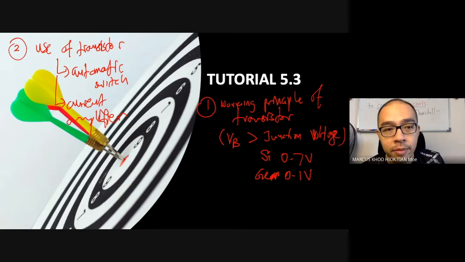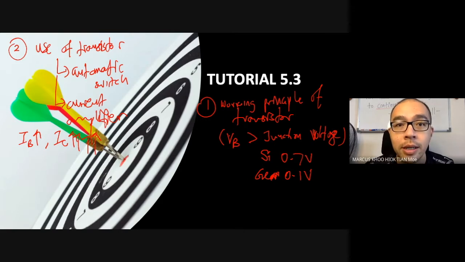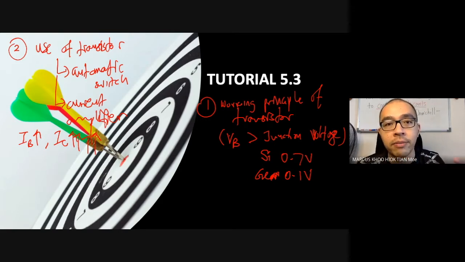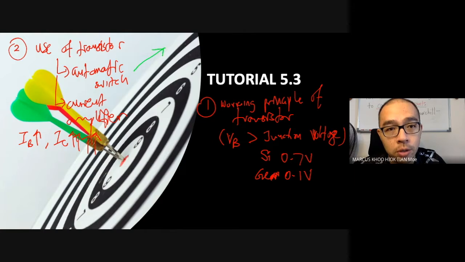So in the current amplifier, the working principle is when the IB increases, the IC will increase a lot more. We talked about this snowball effect last week. You change a little bit in the current of the base, and then the current of the collector will change a lot. Then when we talked about the automatic switch, we looked even further into it by looking at two ways to use the automatic switch.